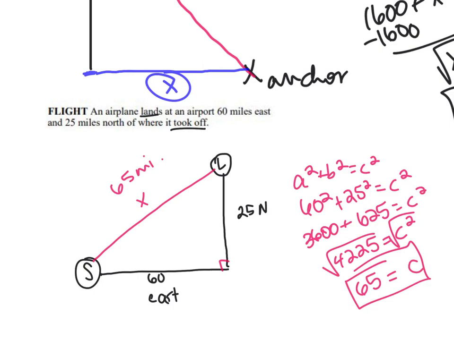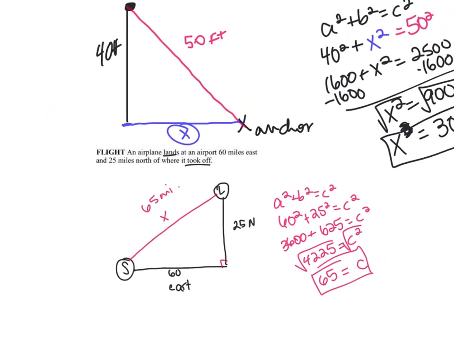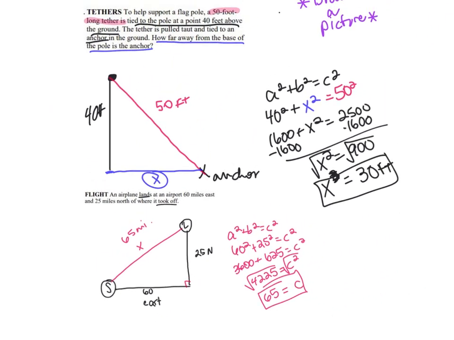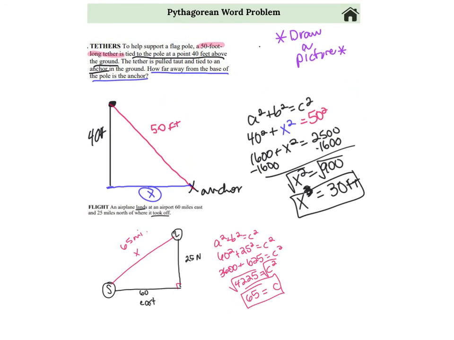So that's how you would work out your Pythagorean word problems. Again, if all else fails and you're stuck, just draw a picture. Break it down piece by piece.